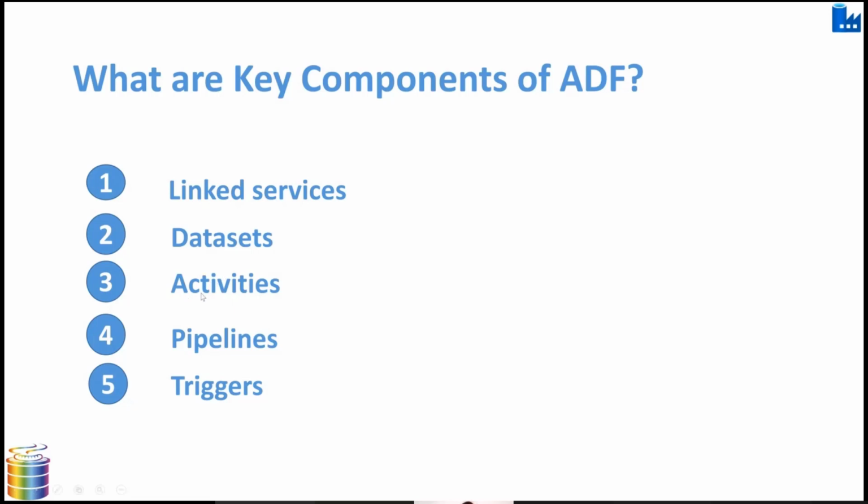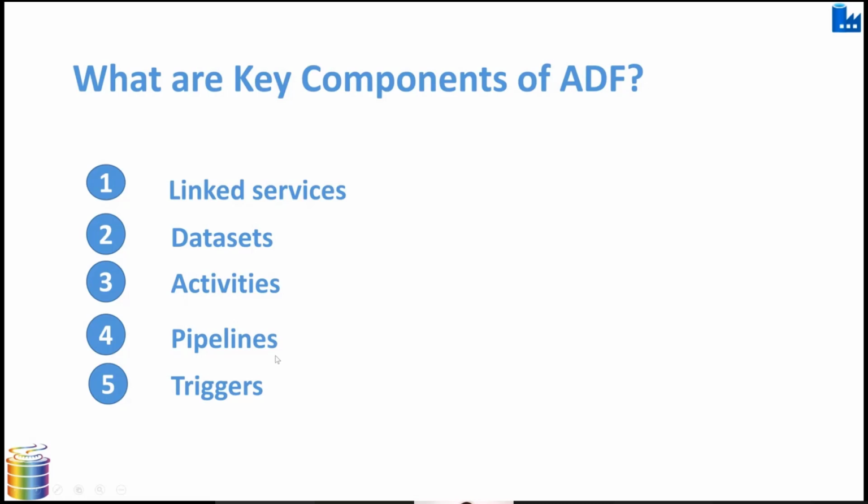The third one is activities. An activity is a particular task. For example, the copy activity performs the copy task from one source to another source. If it's a Databricks activity, then it helps to execute our notebooks in Azure Data Factory. If it's a machine learning activity, then it helps to execute Azure machine learning in your Azure Data Factory. And there are many activities, like the for each loop activity, and we will see many more later on.